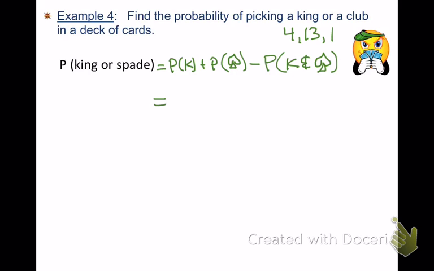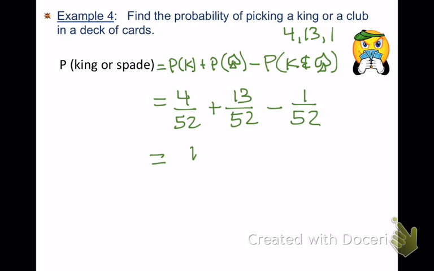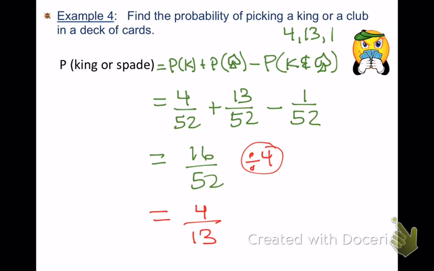So kings, we said there are 4 out of 52 cards. Spades, we said there are 13, all the numbers, and then jack, king, and queen, which adds 3 more out of 52. And then there's 1 king of spades, which repeats, so we have to subtract it. And my total is going to be 16 out of 52. This one you can actually divide by 4. So that gives me a final answer of 4 over 13. Let's move on to the next one.